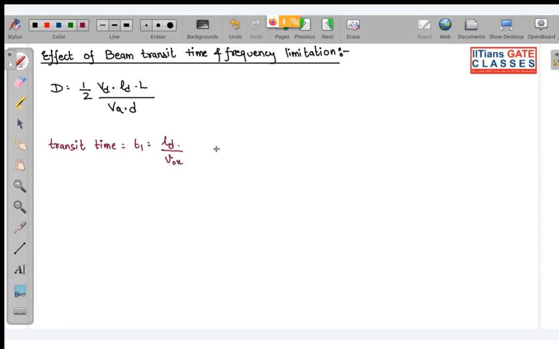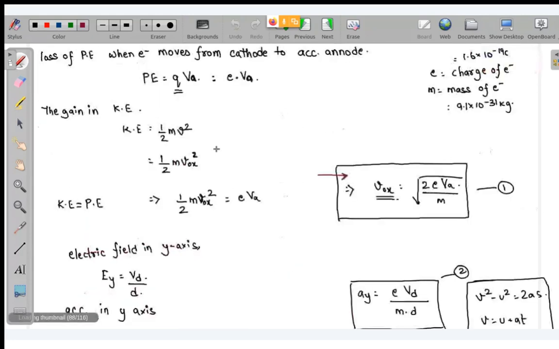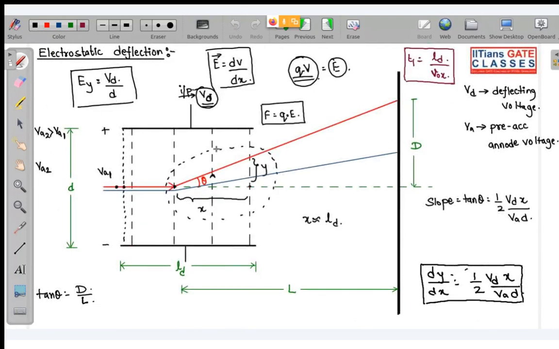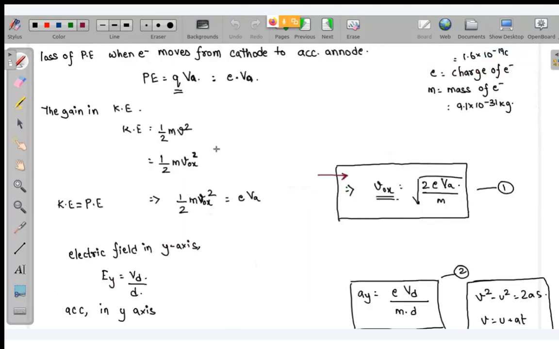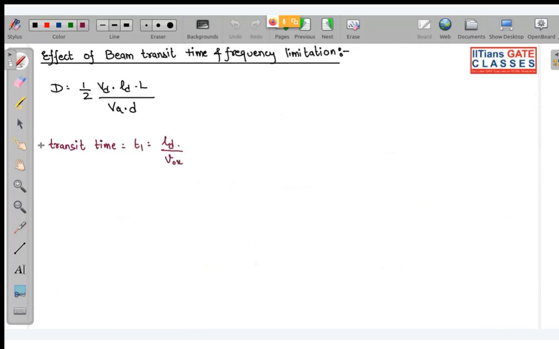Now sometimes transit time imposes an upper frequency limit on the signal that this CRO can measure. We are not going into details of how, just a formula is there, and this won't be asked in your GATE, because in GATE all those things are asked which we actually derive. So this is specially for Engineering Services, where there are direct formula-based questions.